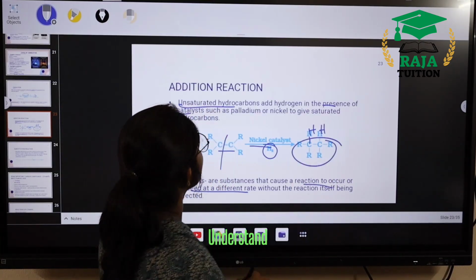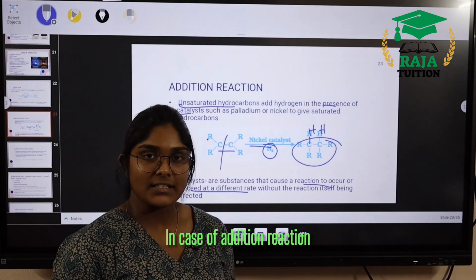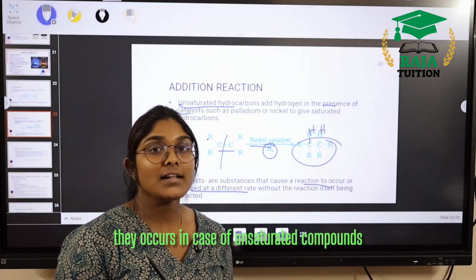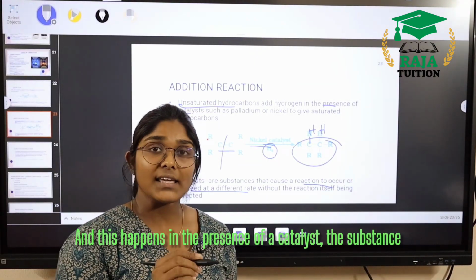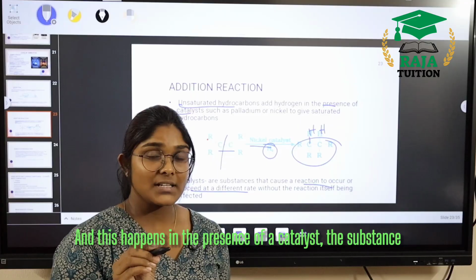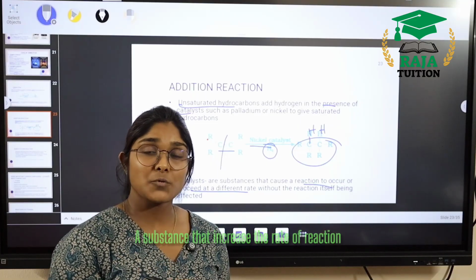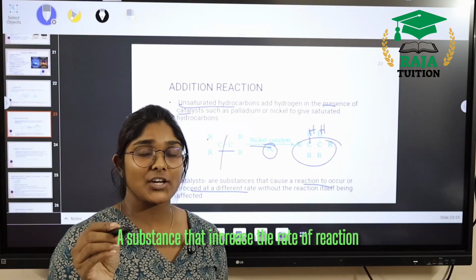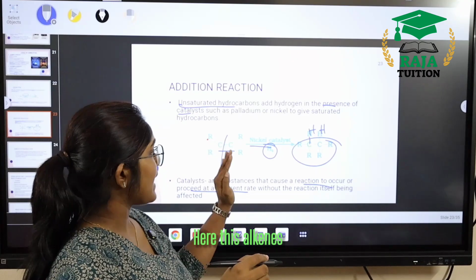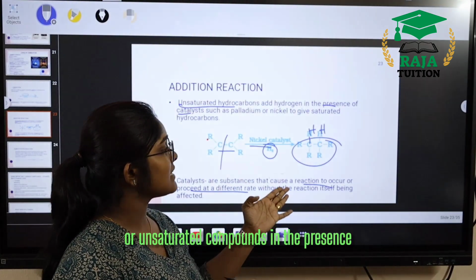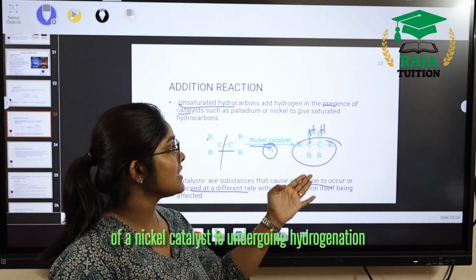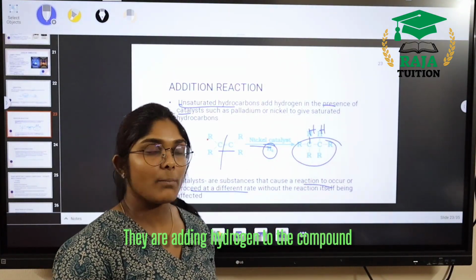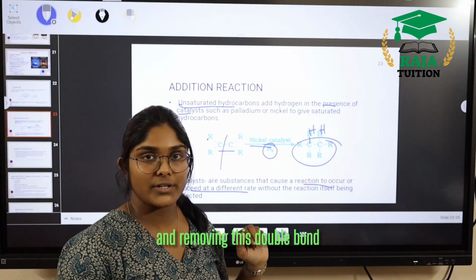Understand? Addition reactions occur in the case of unsaturated compounds, and this happens in the presence of a catalyst. What is a catalyst? A substance that increases the rate of reaction. Here, alkenes or unsaturated compounds in the presence of a nickel catalyst undergo hydrogenation. They add hydrogen to the compound and remove this double bond. Okay.